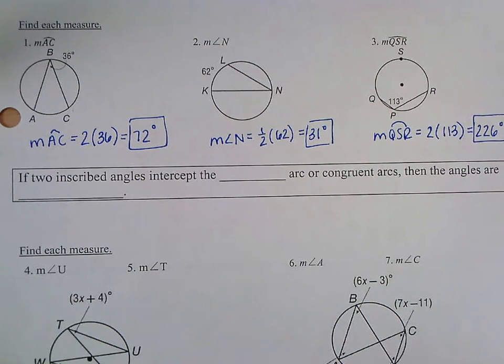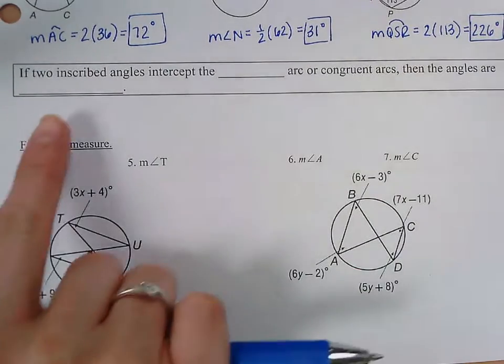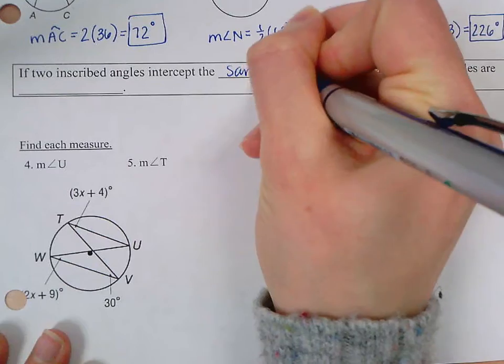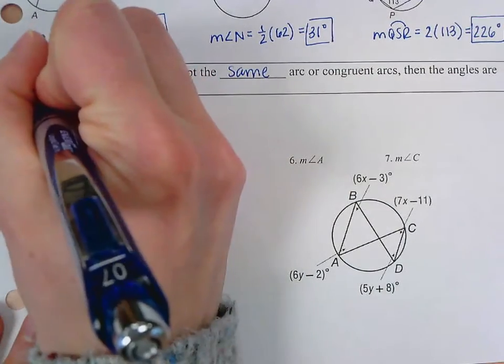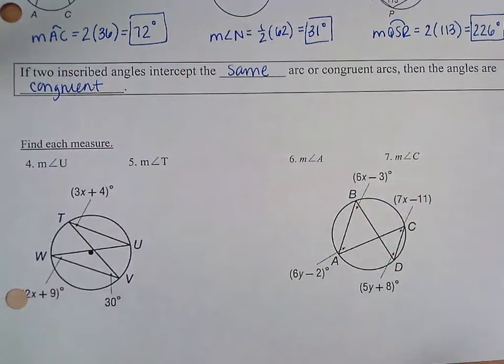Then if you have more than one inscribed angle, it says if 2 inscribed angles intercept the same arc, or they could intercept congruent arcs, then you know the angles themselves are congruent. So if two different inscribed angles intercept the same arc, or they intercept arcs that you know are congruent, you know the angles then are congruent.